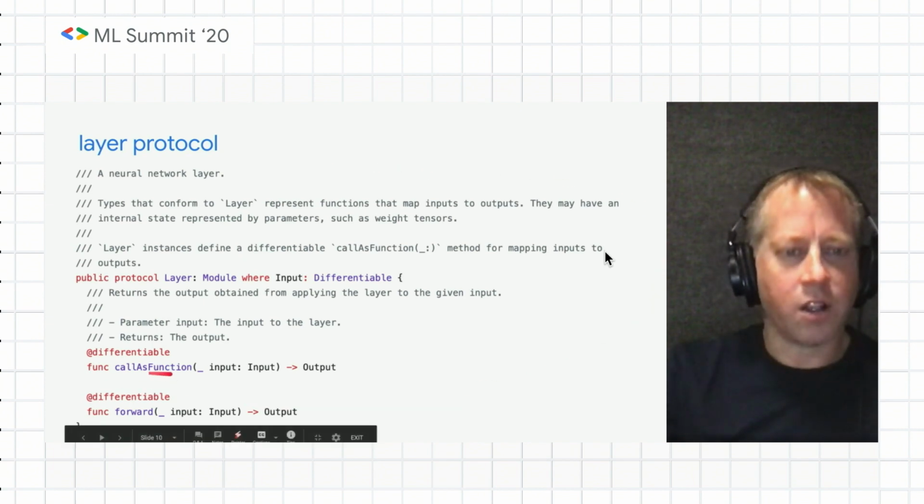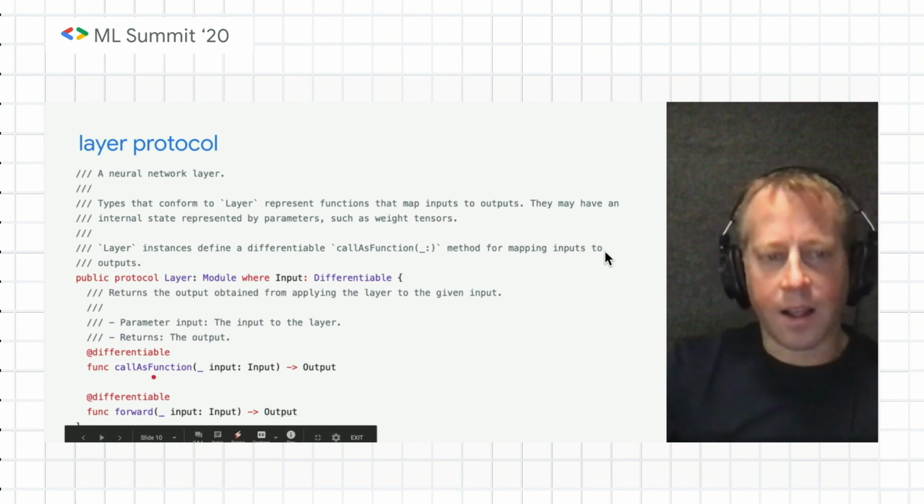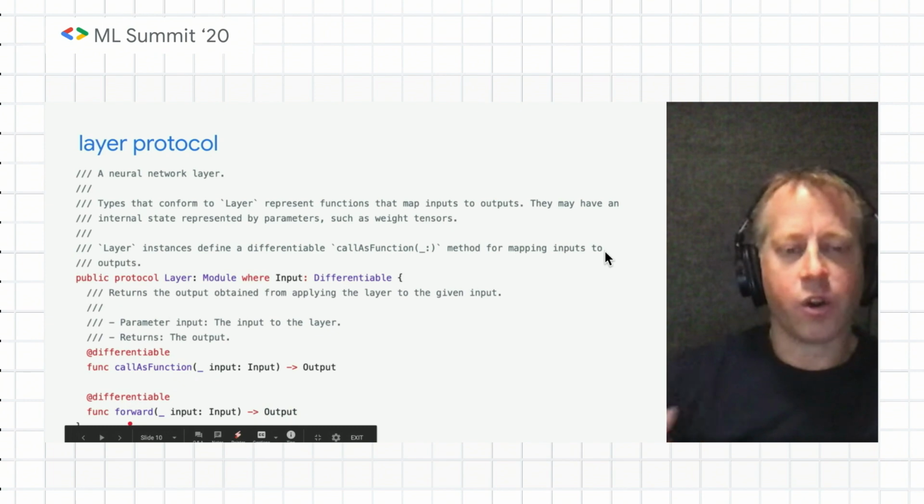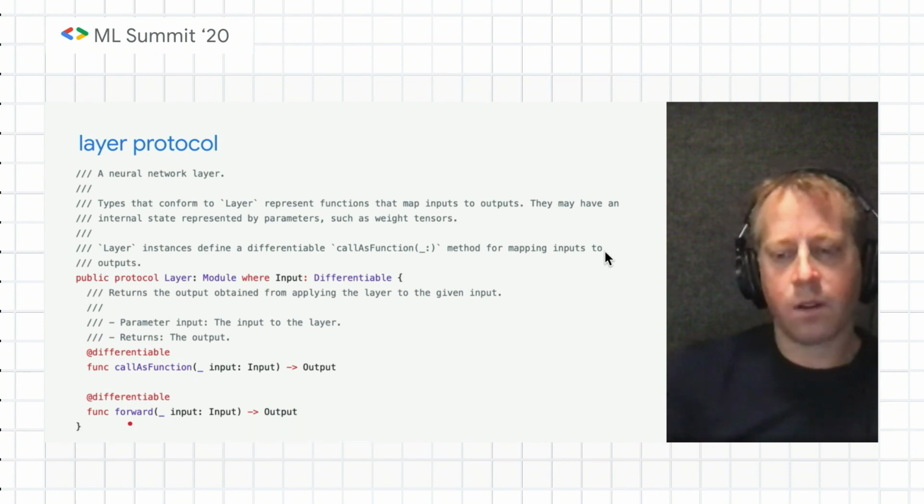Here's the actual call as function call, which just wraps our input to an output. And then this forward is sort of a piece of syntactic sugar that does the same thing, but that was recently added. I simply like it because it's sort of more in tune with how a number of other neural network projects work.